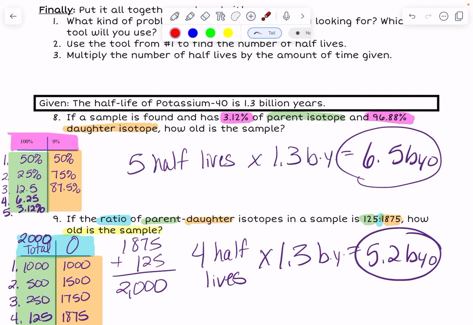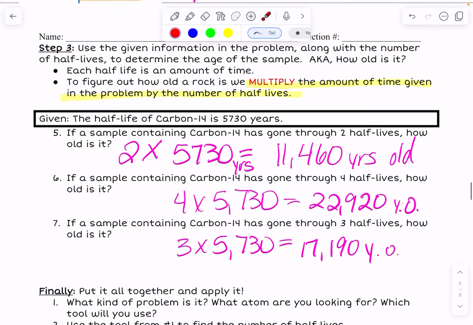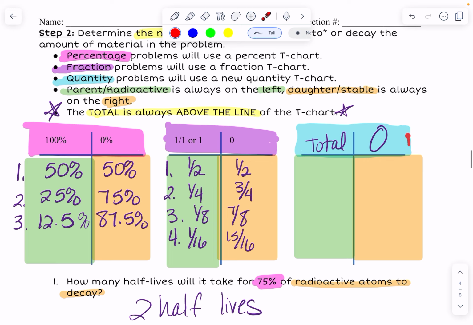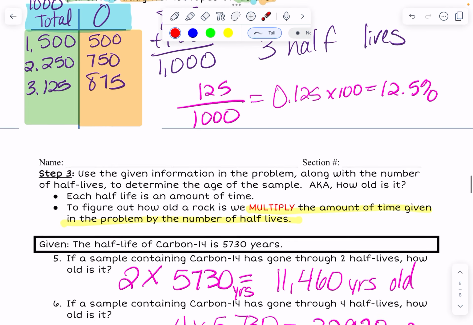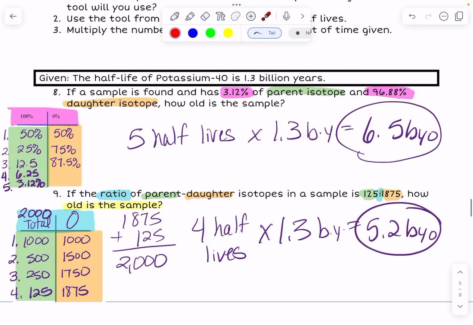The next one is a ratio, so I know it's a quantity problem. So I'm going to grab that quantity T-chart, this empty one right here. I'm going to drop it down here in the bottom. And as I drop it, I'm going to look for the total. So 125 plus 1875 gives me 2,000. So I started with 2,000 up here. And then I started dividing by 2 until I got to 125.